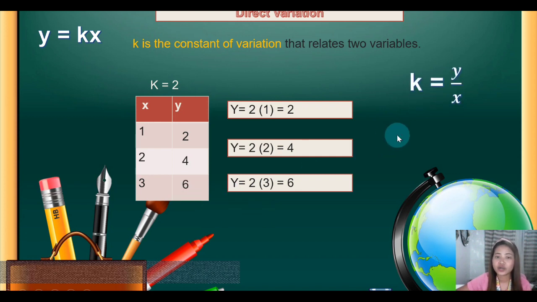In order to check if your answer is correct, you need to use this formula for finding the value of k: k is equal to y over x. Since you already found the values of y, you can substitute the given values into this formula. So we have 2 over 1, and 2 divided by 1, the answer is 2. And that is correct. Next, 4 divided by 2, the answer is 2 also. And 6 divided by 3, the answer is 2 also.